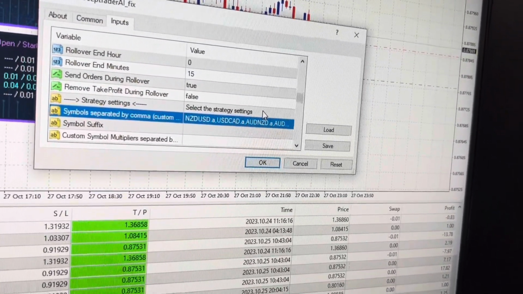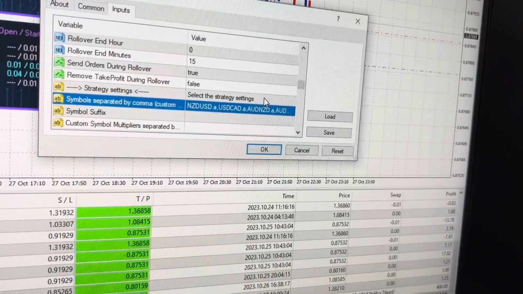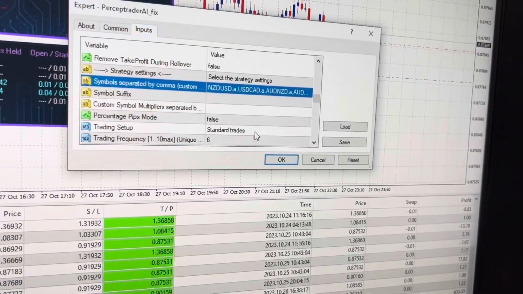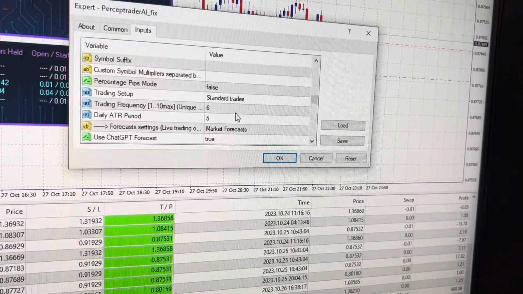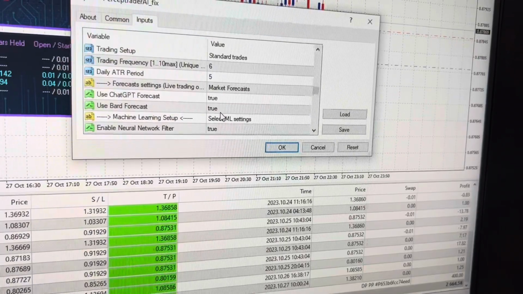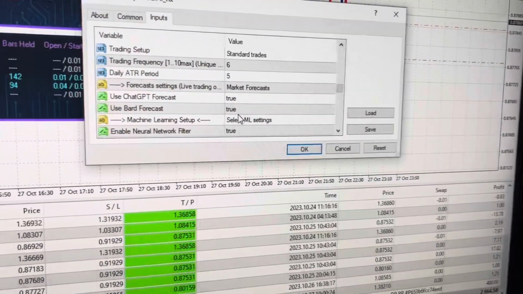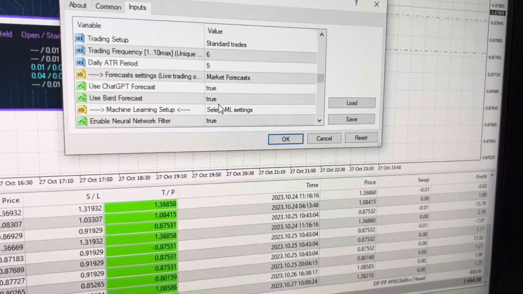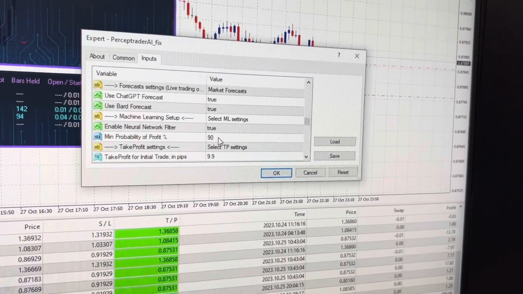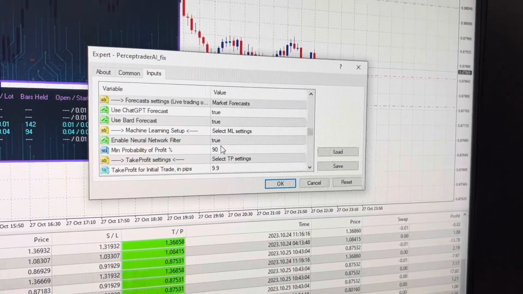So one thing that I found with this is you can turn on ChatGPT forecast and Bard forecast, and that's the AI component of it, or at least part of it. These two are really cool. And you've also got machine learning and neural network filter.